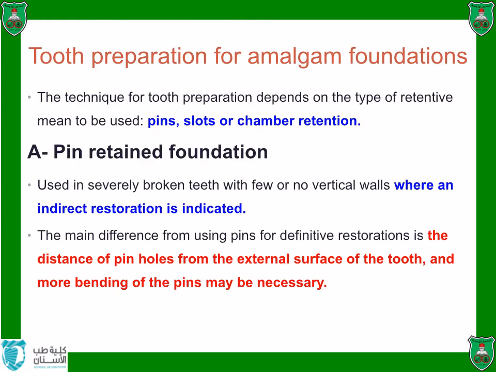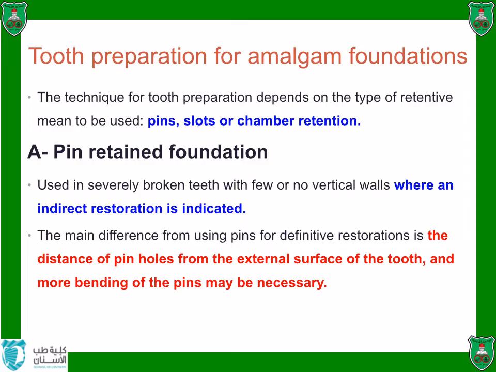Now let's speak about tooth preparation for amalgam foundation. As we say, amalgam foundation will be covered with indirect restoration. Now we need to retain first the amalgam in the tooth structure before we prepare it to receive indirect restoration. So we need retention, and the retention is the same. Either we will use pins, slots, or chamber retention from the pulp chamber if it's very deep.